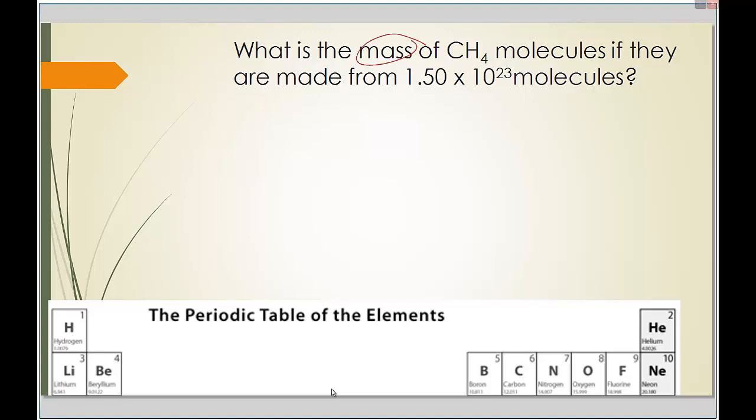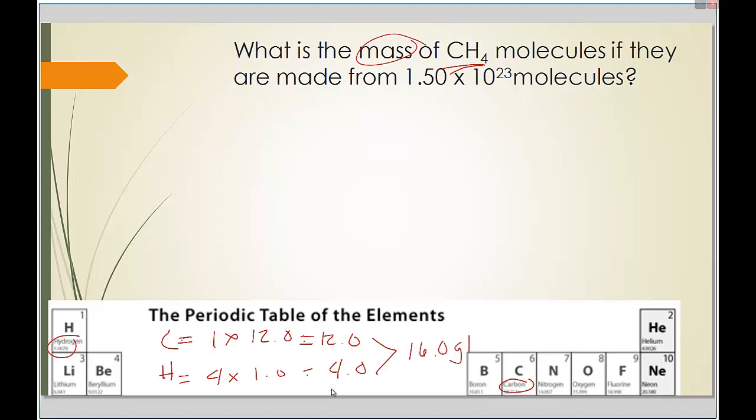So we have C and H. We have 1 carbon and 4 hydrogens. Carbon is here at 12.0. So 1 times 12.0 is 12.0. Hydrogen is here at 1.0. So that is equal to 4.0. So combine that, and it's 16.0 grams per mole. Alright.